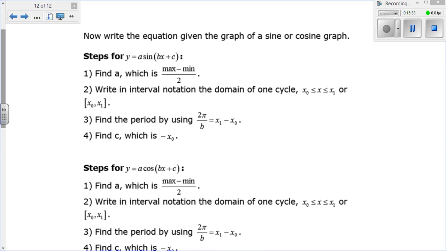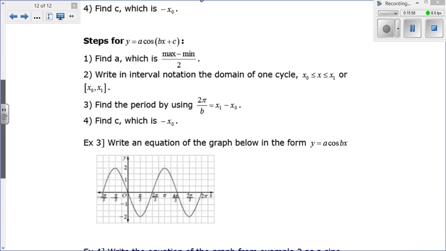So how long does it take to complete one cycle? Write it in interval notation, and I'll show you what that means. And then find the period by using 2 pi divided by b equals x1 minus x0. And then find c, which is your negative x0. That's our shift. So my steps are exactly the same for the cosine curve as well.